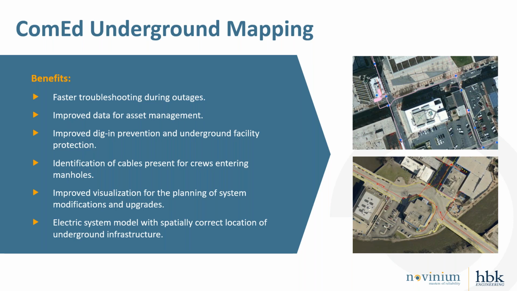The benefits realized as a result of this program are as follows: faster troubleshooting during outages, improved data for asset management, improved dig-in prevention and underground facility protection, identification of cables present for crews entering manholes, improved visualization for the planning of system modifications and upgrades, and ultimately an electric system model with spatially correct location of underground infrastructure. For example, from the design and planning point of view, they would now be able to make an efficient and informed decision regarding the ability to supply power to a new business.